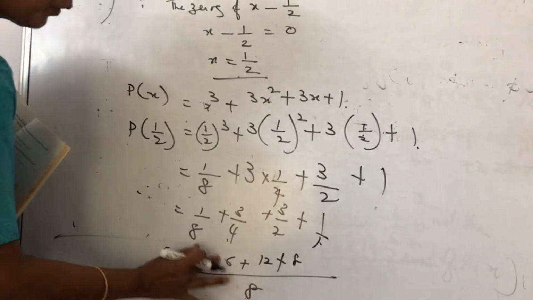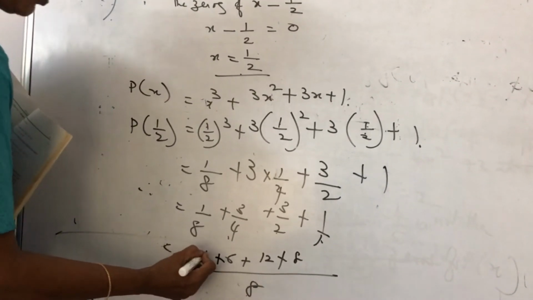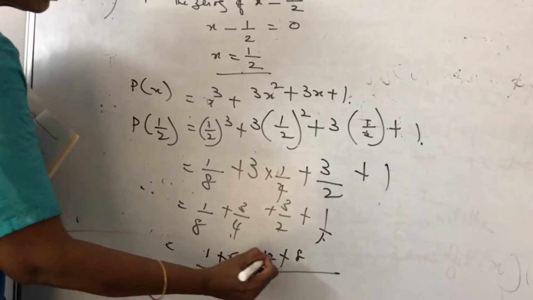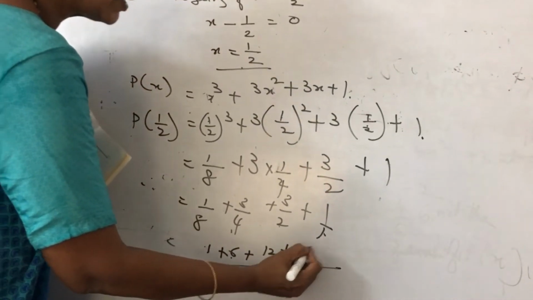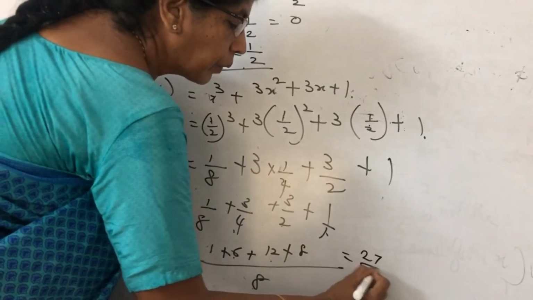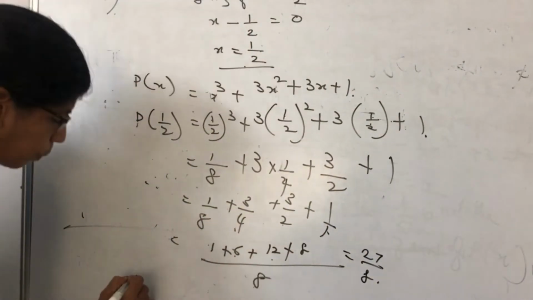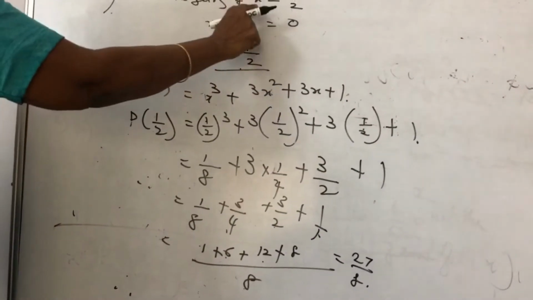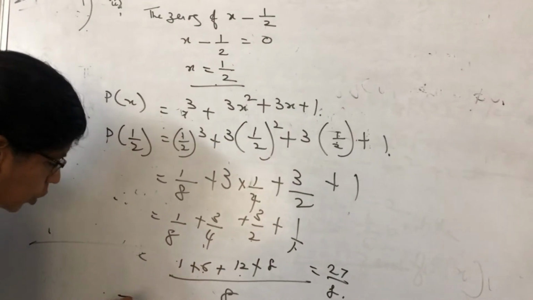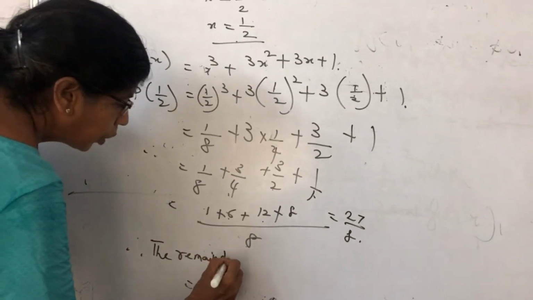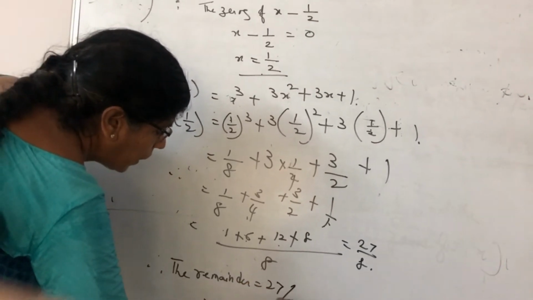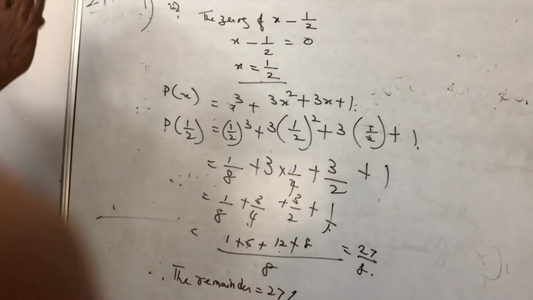Add, children. All of you must add. 1 plus 6, 7. Plus 12, 19. Plus 8, 27. Therefore, this polynomial, when divided by x minus 1 by 2, the remainder is equal to 27 by 8. There is no long division, girls.